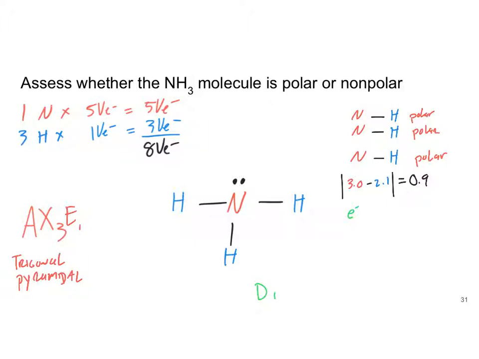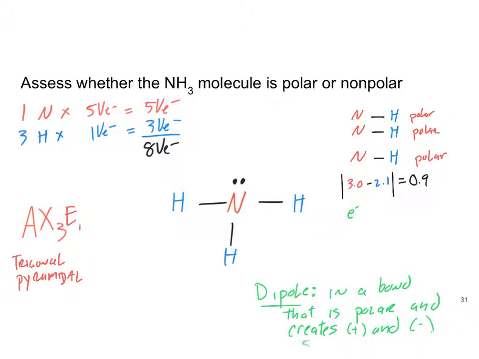So it's a dipole, and I wish I could write that nicer because, even with better technology, guys, I still have terrible handwriting. So the dipole basically occurs in a bond that is polar and creates positive and negative sides to the bond.